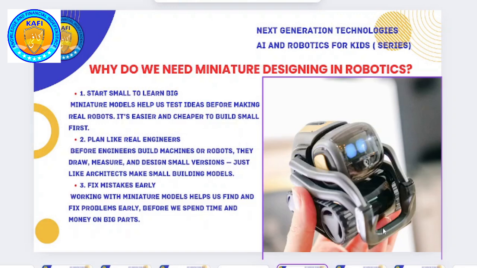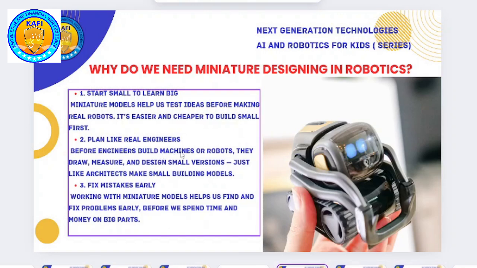Okay, and then he can put the bed inside, he can put the chairs inside, he can put the refrigerator inside, and everything he wants to put in that room. And then he will know, okay, this room size is okay. If all the things are not fitting, he may want to make a bigger room. Okay, so before they make any machines or robots, they draw, they measure, and design small versions, just like architects make small building models. Okay, fix mistakes early.